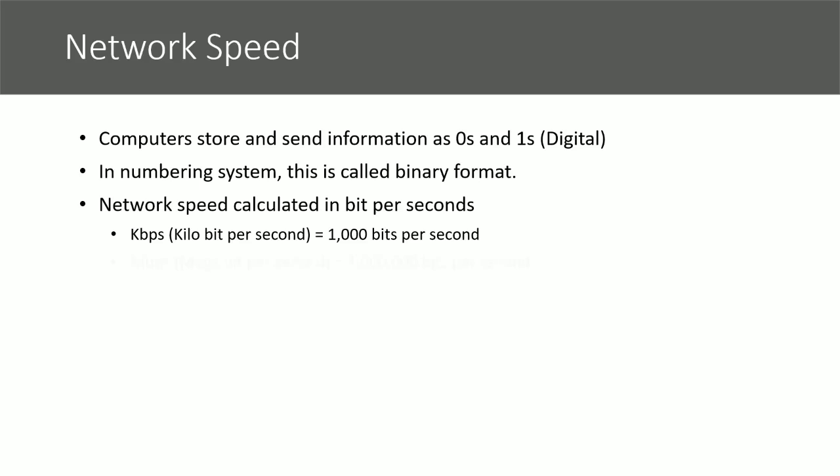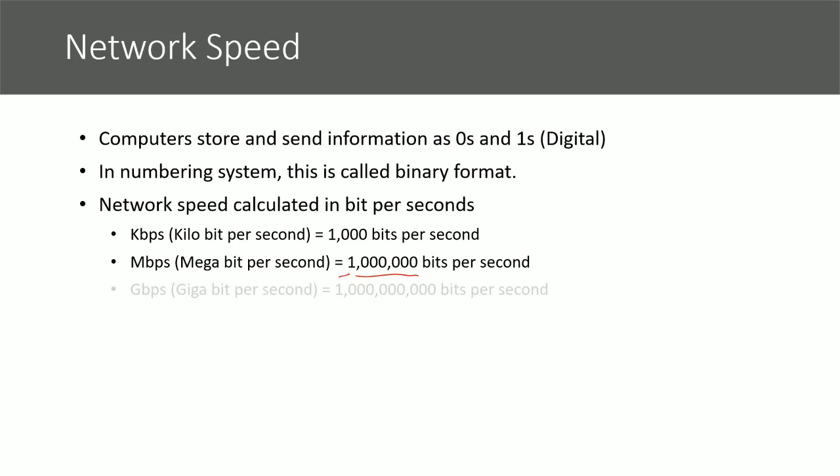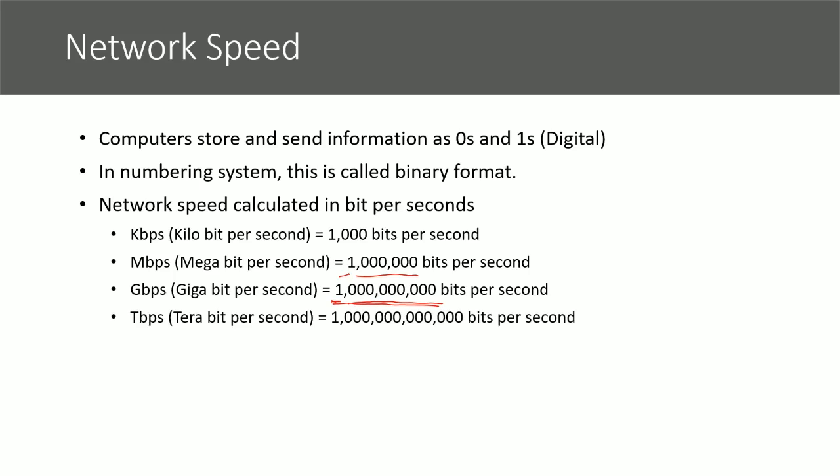per second. We have 1 megabit per second, which is 1 million bits per second. This is 1 and 6 zeros. The next unit is gigabit per second, which is 1 billion bits per second. This is 1 and 9 zeros. The next unit is terabit per second, which is 1 and 12 zeros bits per second.